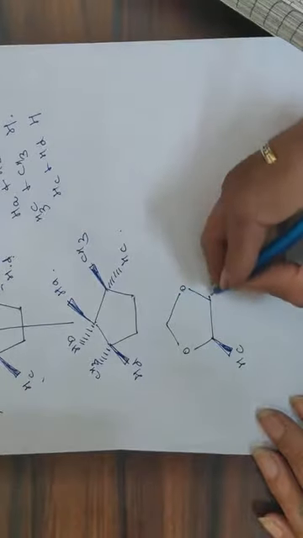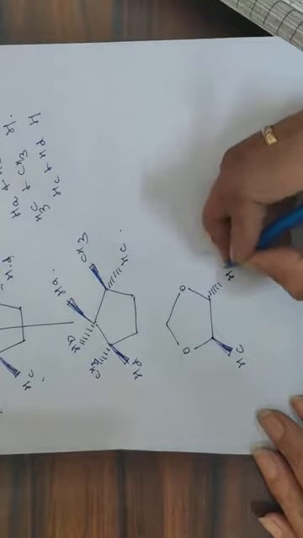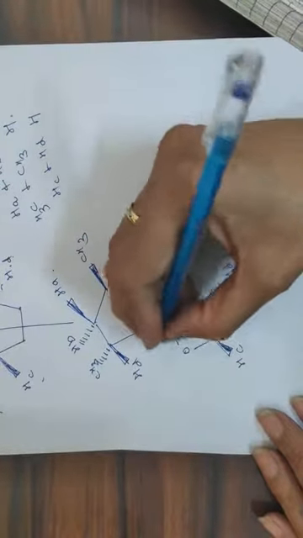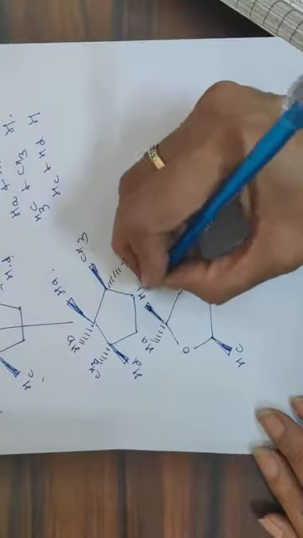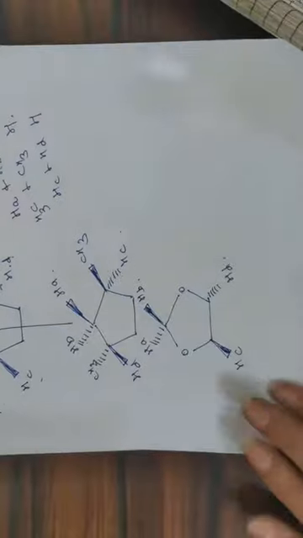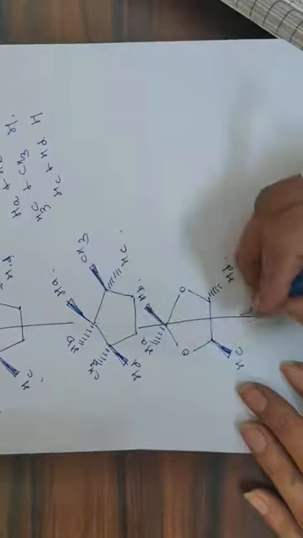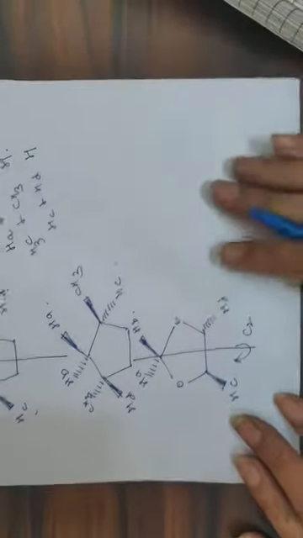HC, this is HD, this is, let us suppose, HA, this is HB. So if you pass the C2 axis of symmetry from here, what will happen?